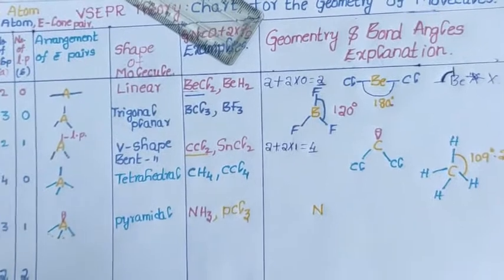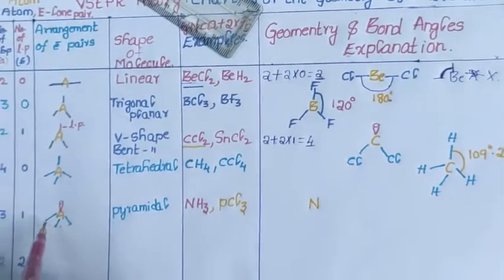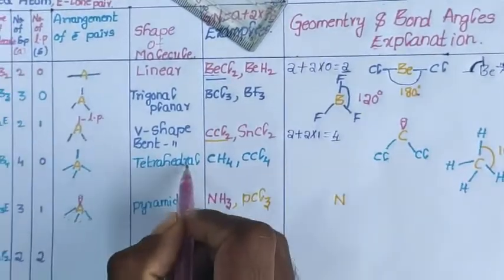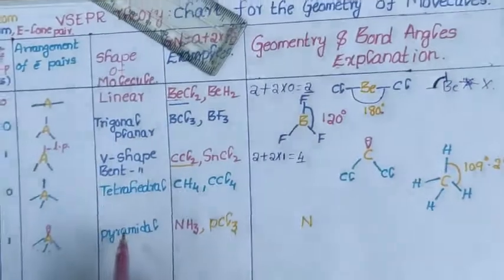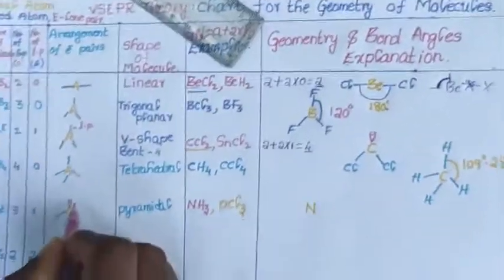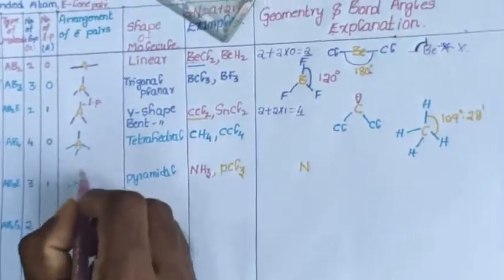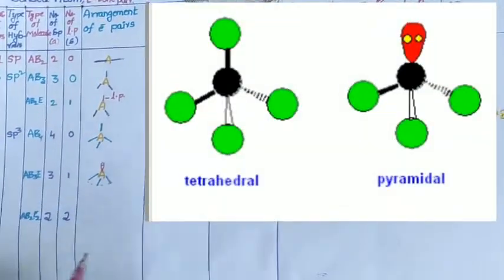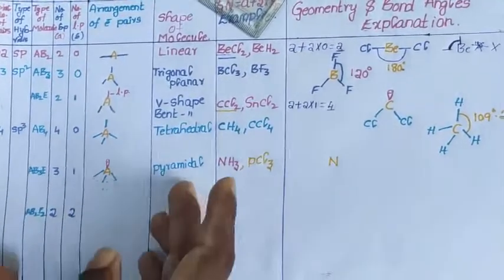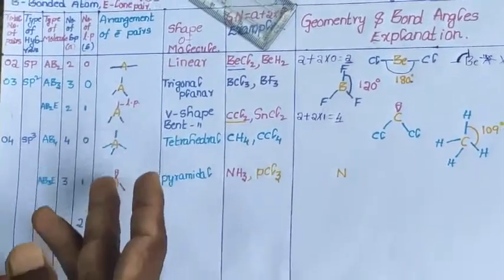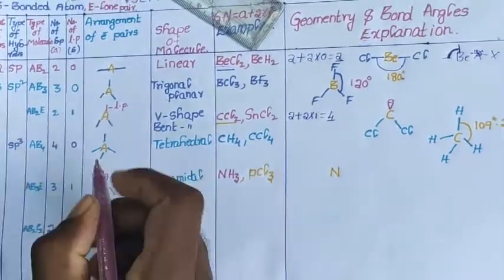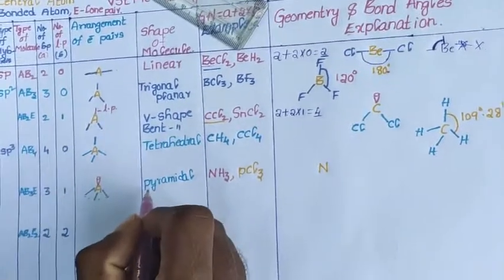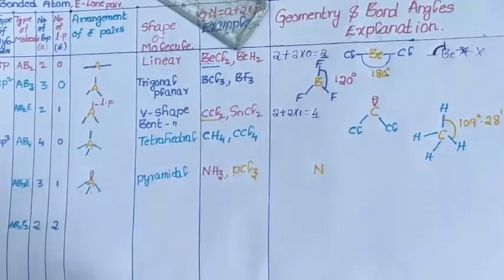How many bond pairs are there? 3 bond pairs, 1 lone pair. Generally the shape of this arrangement is tetrahedral. But in the shape of molecules, you cannot consider the lone pairs for the shape. That's why the shape of the NH3 molecule is pyramidal. Otherwise, the shape of the NH3 molecule would be tetrahedral. Both have the same arrangement, but we cannot consider the lone pair. That's why the shape of the NH3 molecule is pyramidal.